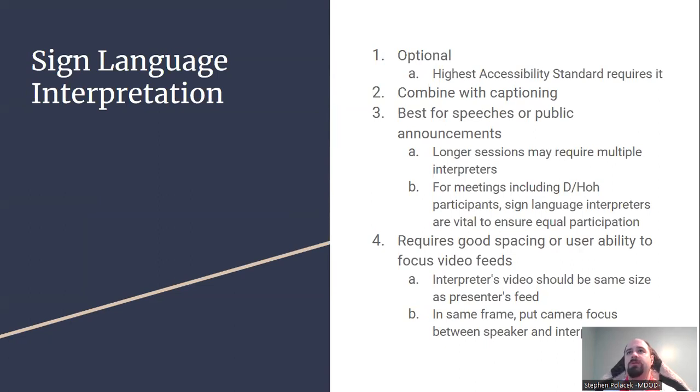One other thing to keep in mind, though, is longer sessions may require multiple interpreters. I think the longest you can get a single interpreter for is an hour, but anything longer than that, it's more common to have at least two rotating. So you'll often see that at conferences, if any of you are going to the M-Enabling Summit in early October, or if you're going to Accessing Higher Ground in November.